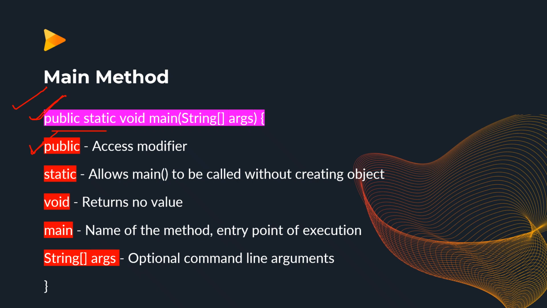First of all I have to change the color of the pen. So public is an access modifier which tells from where our method will be called or accessed. Okay, now public is the access modifier. Static. So what is static? Static allows main to be called without creating an object. There are two types of methods. One is static and the other is non-static.